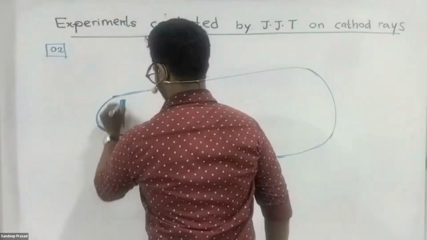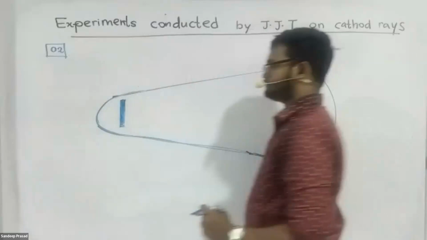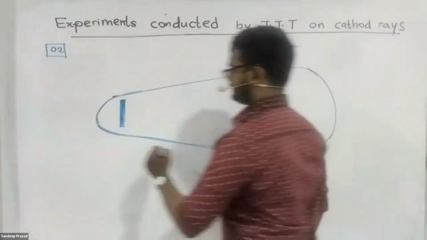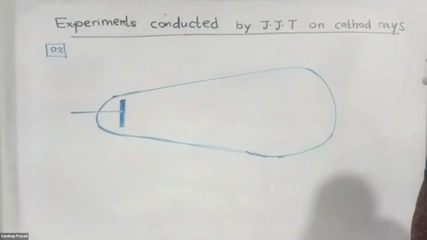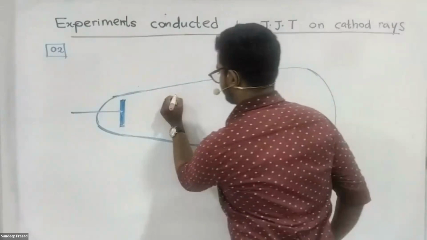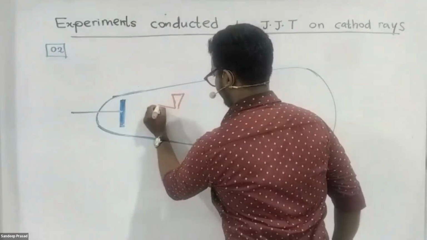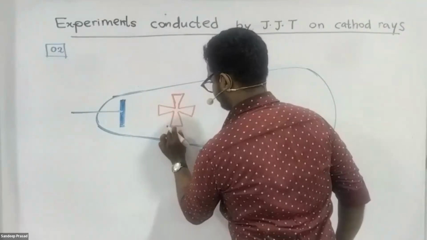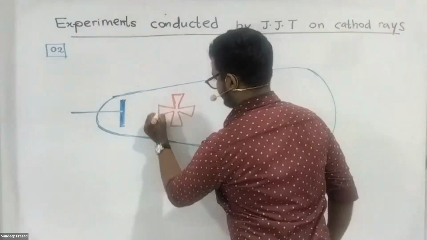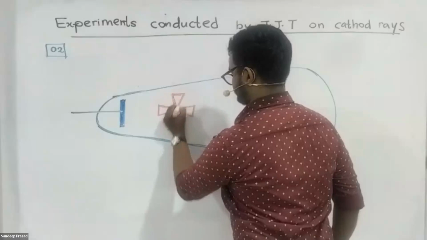Just listen to the experiment. So, students, this is the cathode. And then what they have done, they have kept a metal cross in front of the cathode. J.J. Thompson has kept a metal cross in front of the cathode. If you are a Christian, you know that shape. You know this shape, metal cross.